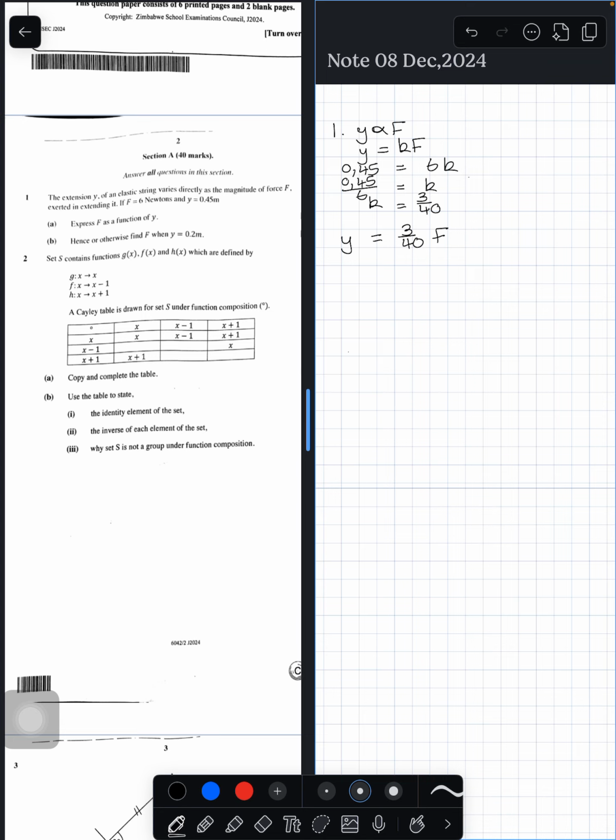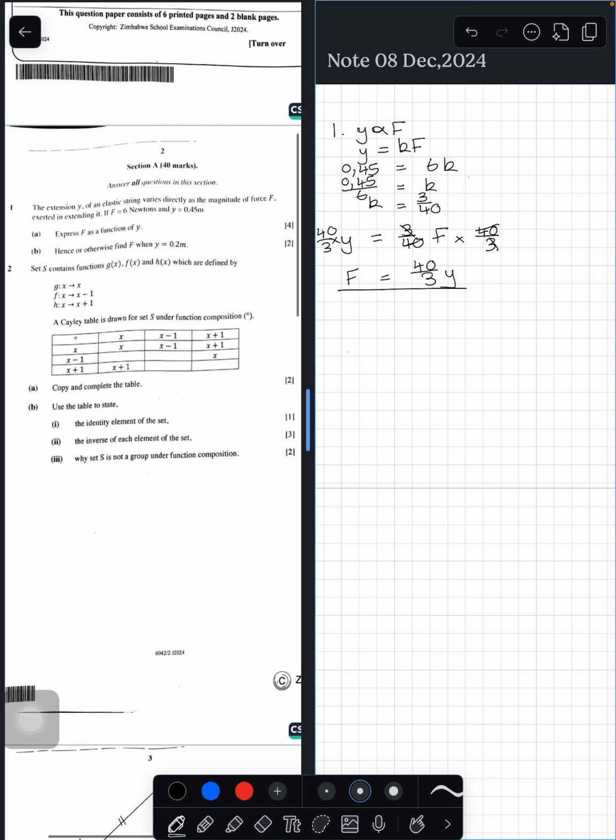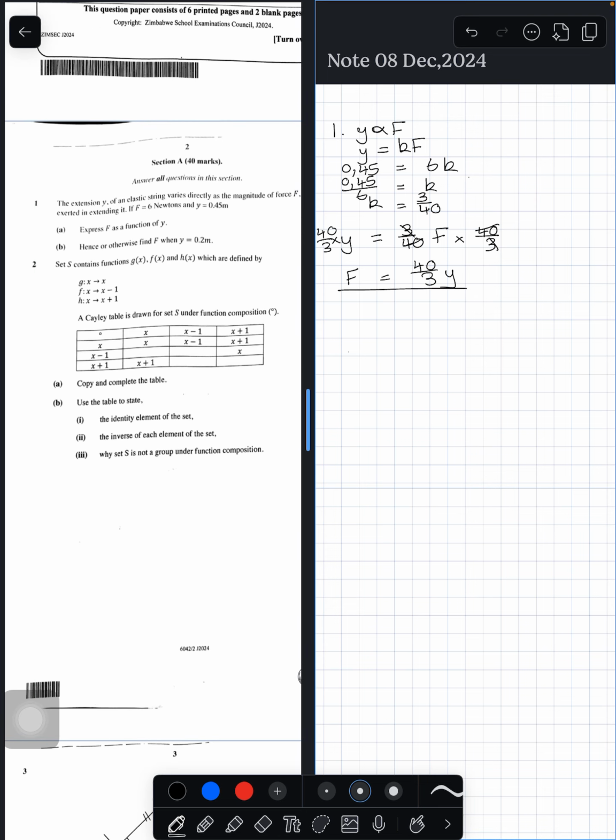And then the next thing, we're supposed to make F the subject because the question says express F in terms of y, not y in terms of F. So you multiply both sides by 40 over 3. So at the end, our answer will be, these ones are going to cancel, therefore F is equal to 40 over 3 y. Right, we've answered the first part of the question. We get our 4 marks for that.